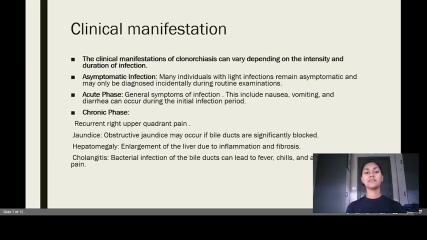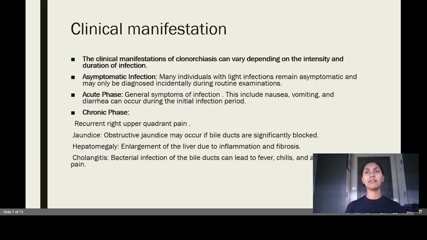Then clinical manifestation. The clinical manifestation of clonorchiasis can vary depending on the intensity and duration of the infection. First, asymptomatic infection. Many individuals with light infections remain asymptomatic and may only be diagnosed incidentally during routine examination. Then we have two phases: the acute phase and the chronic phase. In the acute phase you will only have general symptoms of infection, including nausea, vomiting, and diarrhea. This only occurs in the initial phase. Then we have the chronic phase.